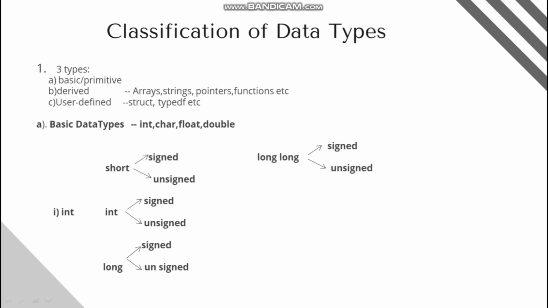First one, integer. Integer is again subdivided into short, int, and long. And each one of these is again subdivided into signed and unsigned, like signed short, unsigned short, signed int, unsigned int, signed long, unsigned long. Signed can accept both positive and negative values, but unsigned only accepts the positive value.